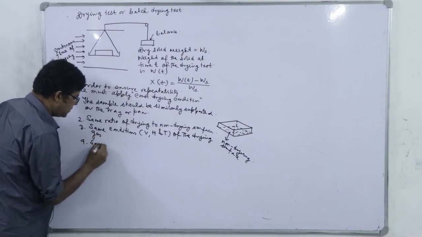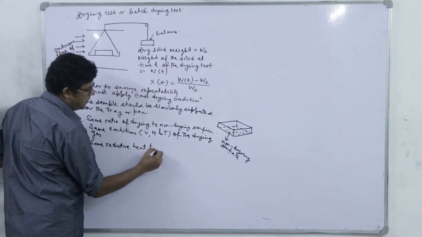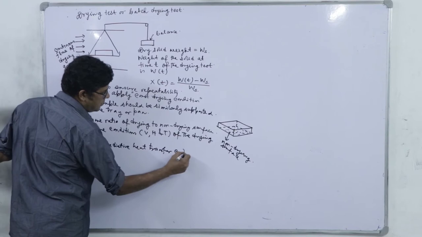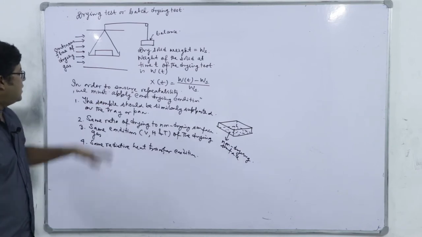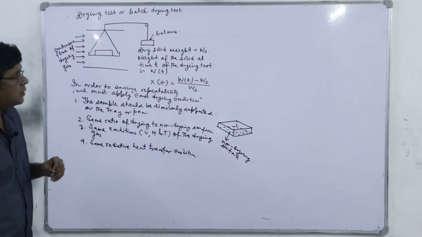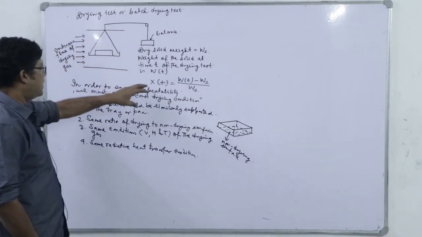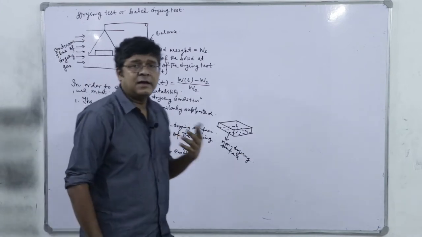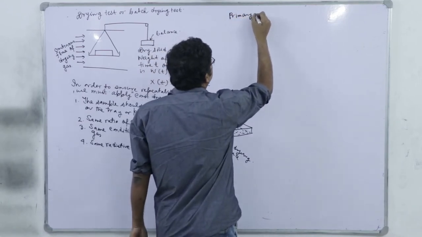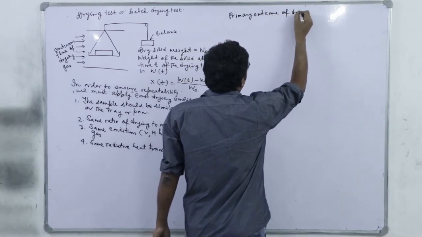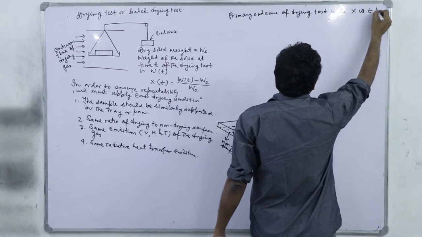And fourth, same radiative heat transfer condition if it is a high temperature operation. So, these are the conditions we have to maintain in order to ensure this constant drying condition setup. With that, if I go on experimenting with this specific setup under constant drying condition, we can generate an X versus T plot. So, the primary outcome of the drying test is the X versus T plot.